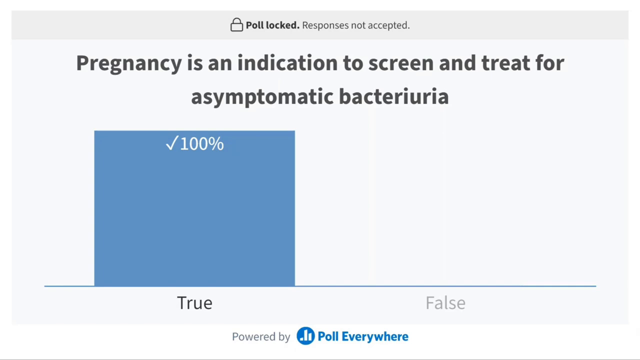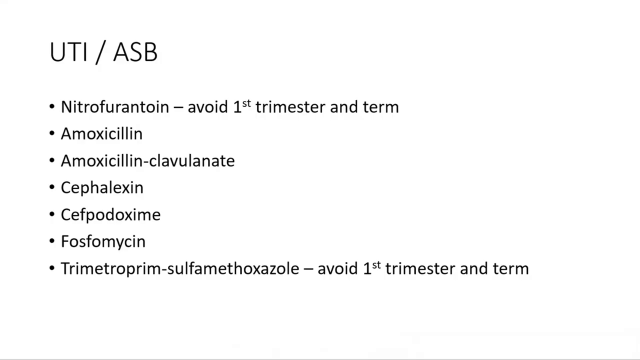Typically, all pregnant patients are screened at about 12 to 16 weeks of gestation, looking for greater than 10 to the fifth colony forming units of any type of bacteria, which gets treated. So antibiotics used for simple UTI, simple cystitis in pregnant ladies is everything that you see here.